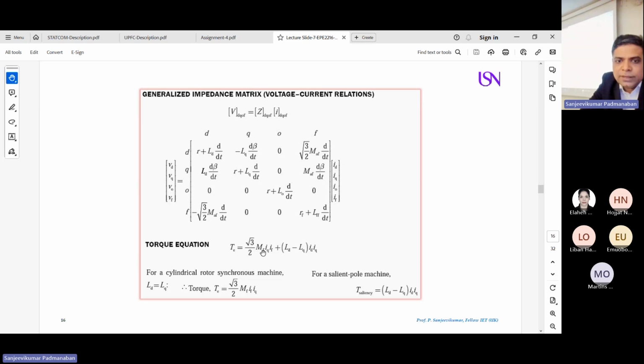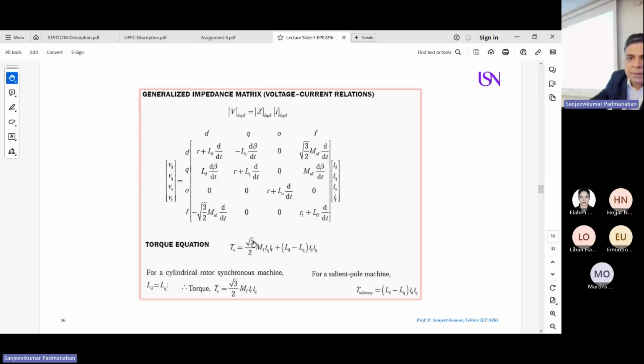The torque equation is given by root 3 by 2 into MF, which is the mutual field excitation, into IQ IR, plus (LD minus LQ). This is the inductance due to the direct axis and the inductance due to the quadrature axis, multiplied by the subsequent currents. So if you use this equation, you can easily calculate the torque of your synchronous machine.